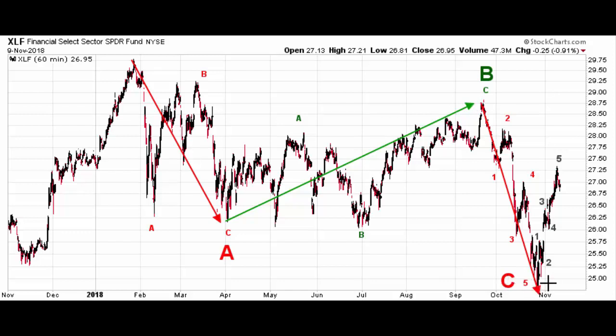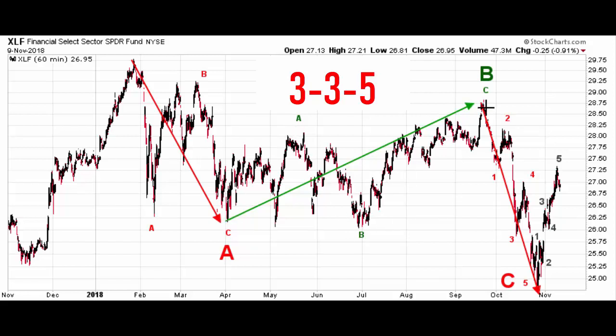So here's the specifics about a flat correction. It plays out in what we call a 3-3-5 formation. So wave A, the first down wave, plays out in three waves internally. If you look, this whole thing here down to April's low is wave A. If you look at the internals of wave A, it's a three-wave move, A, B, and C, as shown in red. Wave B to the upside is also a three-wave move, A, B, and C.